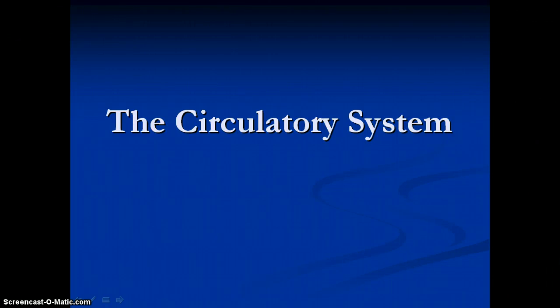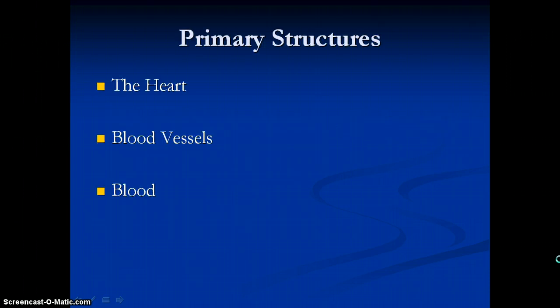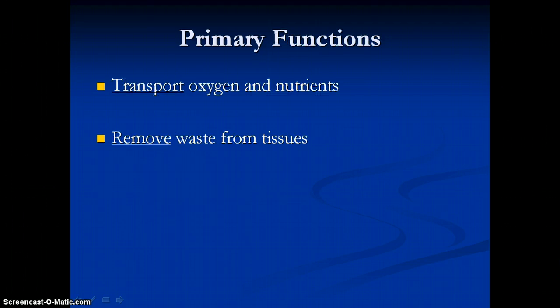Hello everybody. Today we're going to be discussing the circulatory system and the respiratory system. We're going to start off with the circulatory system, which is also called the cardiovascular system. Alright. So the primary structures of the circulatory system are the heart, blood vessels, and blood. The primary functions are to transport oxygen and nutrients and to remove waste from tissues.